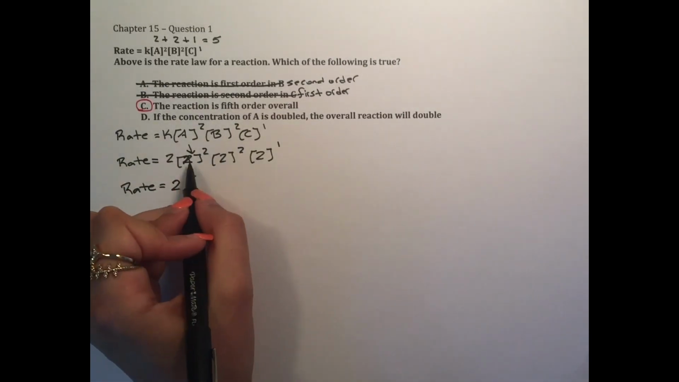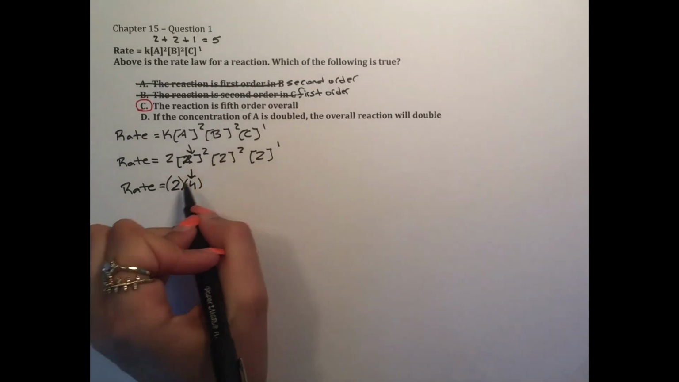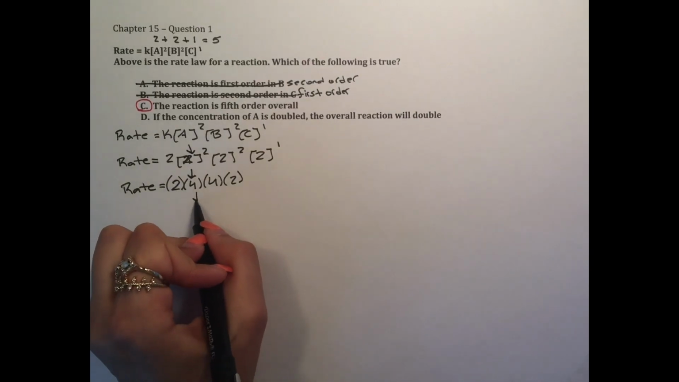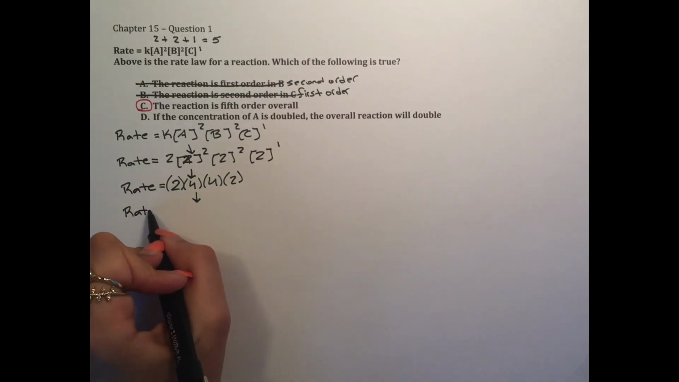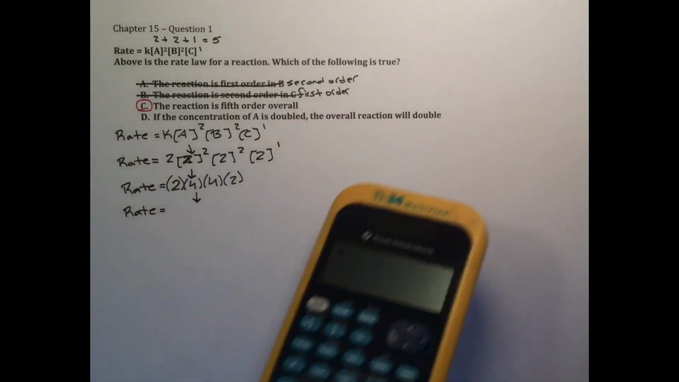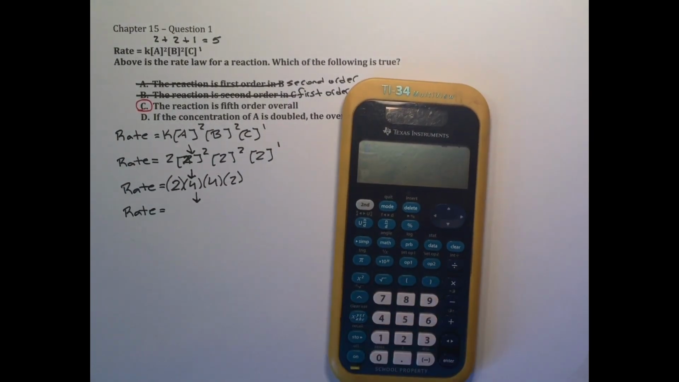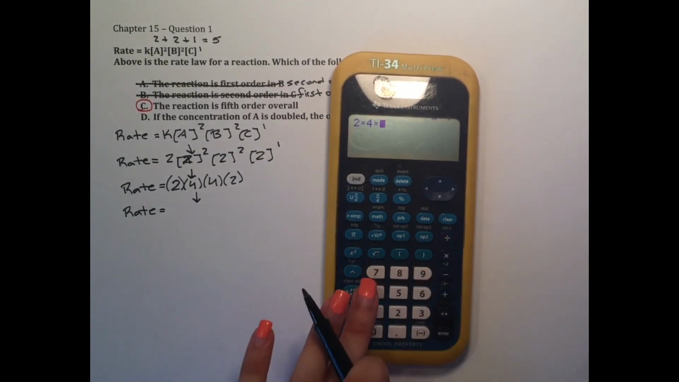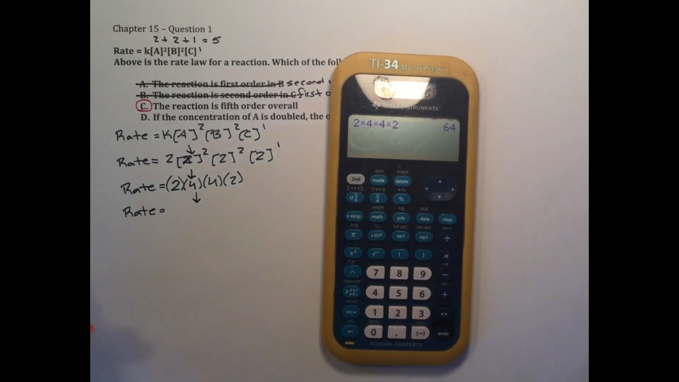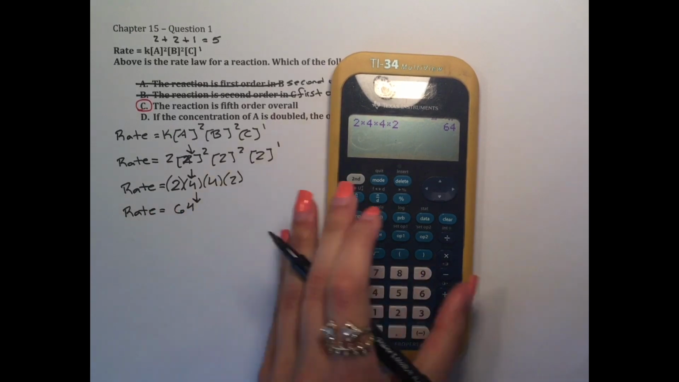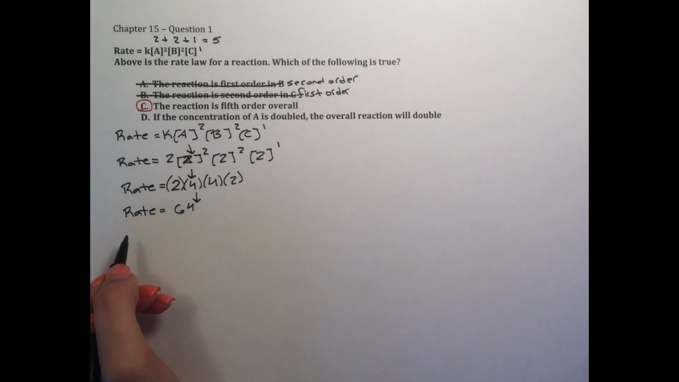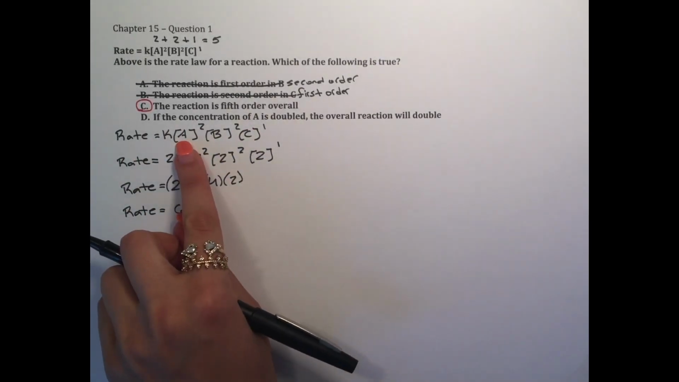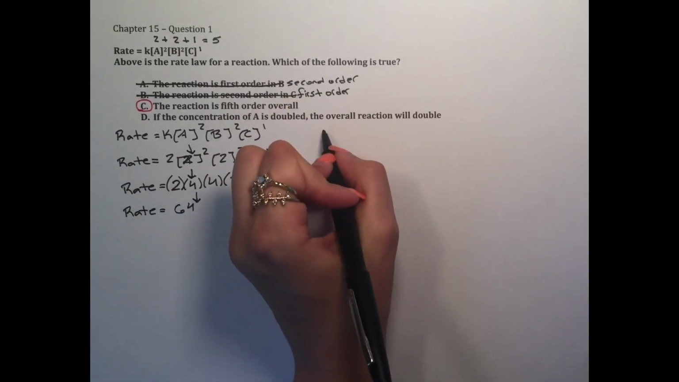So you get 2 times 4 times 4 times 2. I'm just going to plug in these values into a calculator because I don't want the one mistake I make to be mental math. Okay, so you get 64. Now we're going to find the rate again, keep all of these values the same, except we're going to double A. So let's rewrite our rate law again.